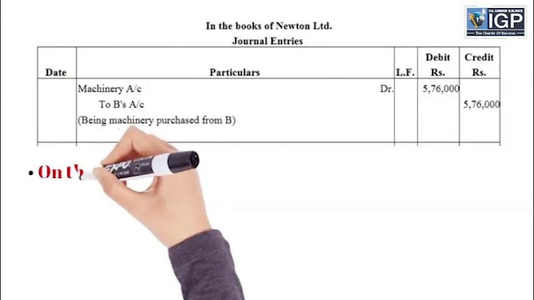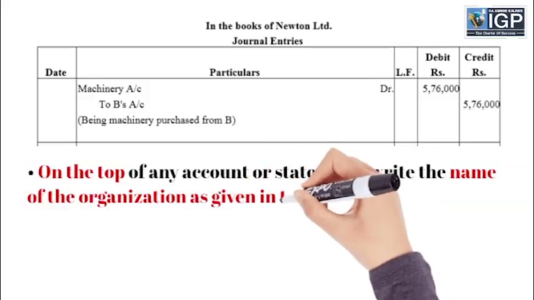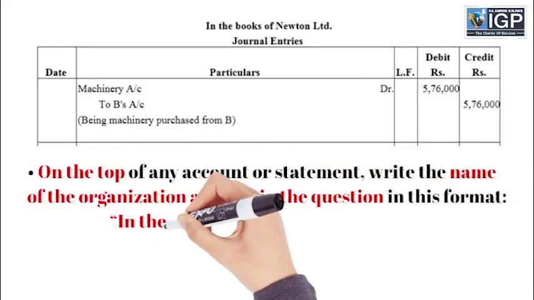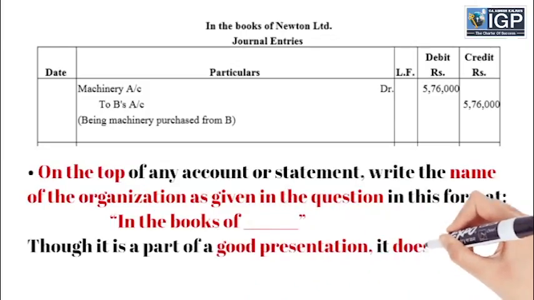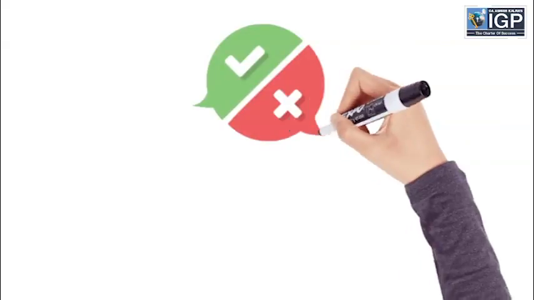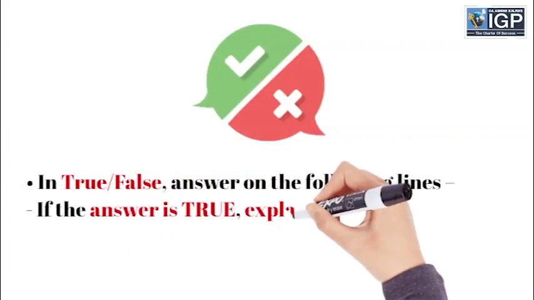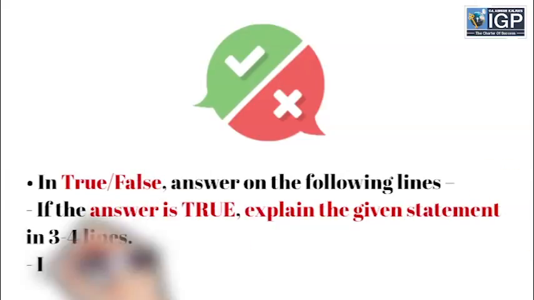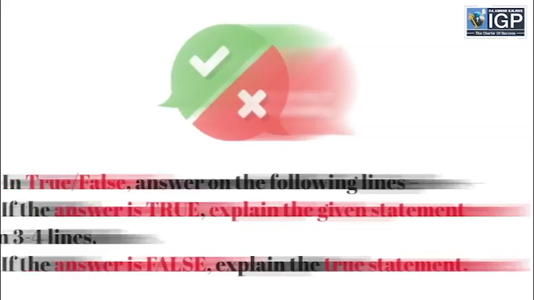On the top of any account or statement, write the name of the organization as given in the question in this format: In the books of. Though it is a part of a good presentation, it doesn't carry any marks. In true false, answer on the following lines. If the answer is true, explain the given statement in 3 to 4 lines. If the answer is false, explain the true statement.